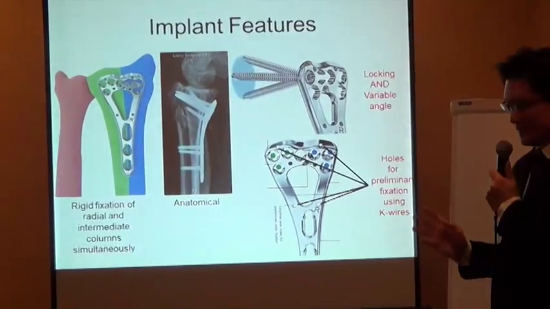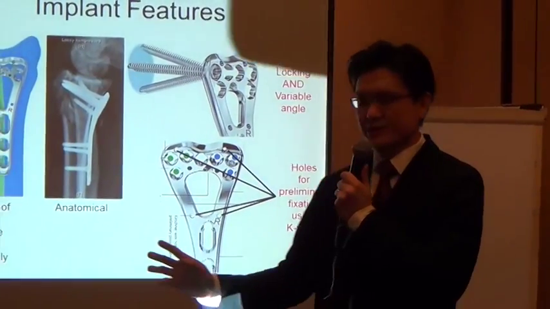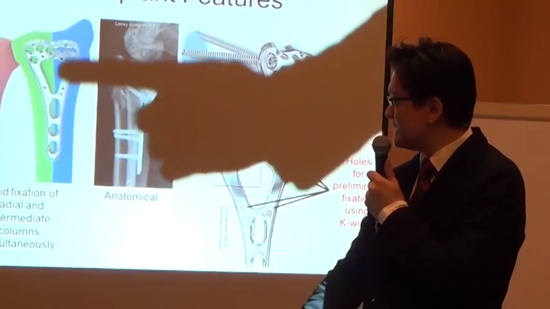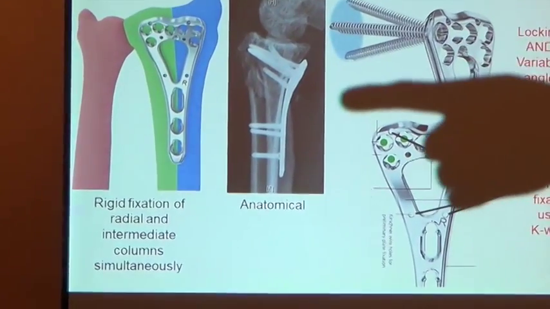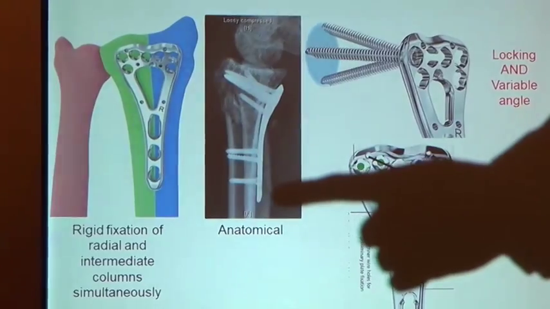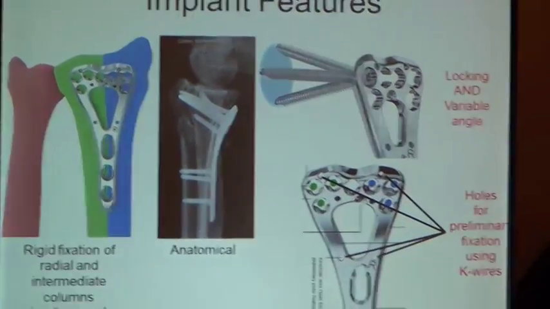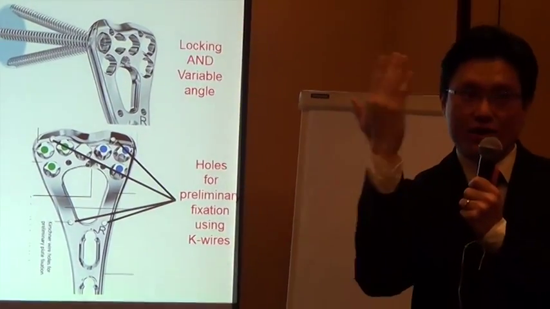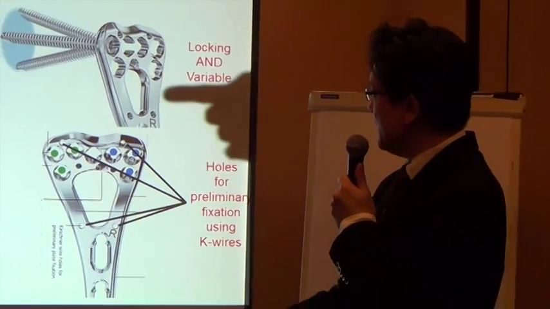So this implant that we are going to introduce to you today is based on the three column theory. This implant fixes both the radial and intermediate column simultaneously using one plate. It is anatomical, meaning that it sits on the volar cortex of the radius nicely flush to the cortex, which means if you put it in the correct position, you can reduce the fracture onto the plate and you should get a perfect reduction. Okay?